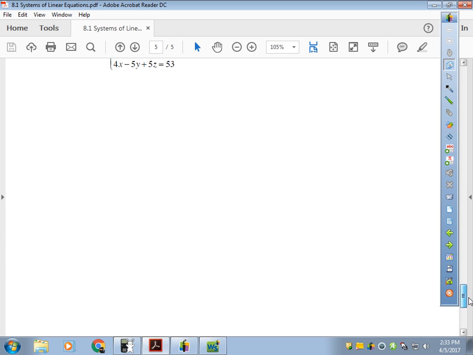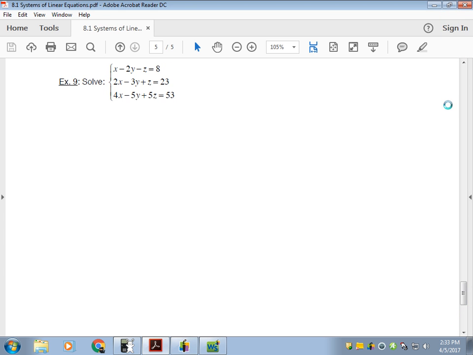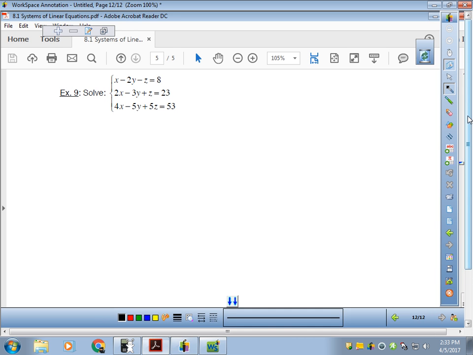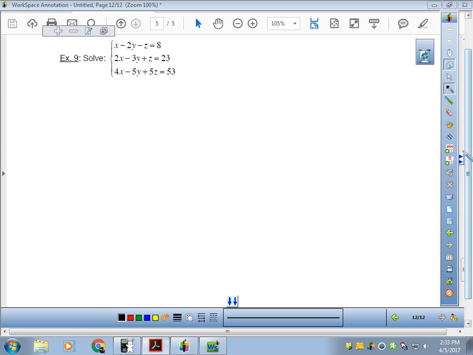Oops, sorry, scroll a little too far. So example 9, this is another one where we're going to solve a system in 3 variables. This is our last one for this set of notes. So again, we have 3 equations. I'm going to number them 1, 2, and 3.